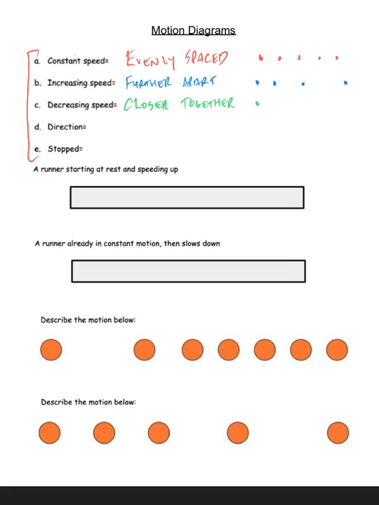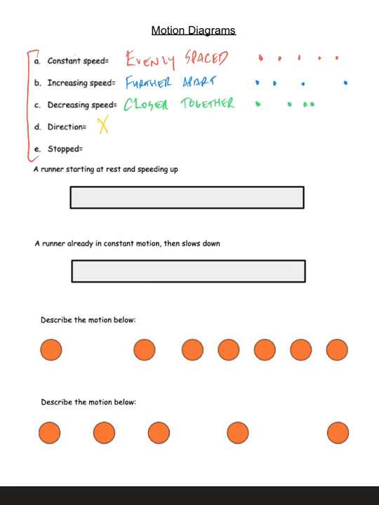And so if they started off like that, they would come closer and closer together. And that would mean that the object is slowing down or decreasing its speed. Next is direction, and actually motion diagrams do not show direction. So that's a big downfall of a motion diagram. They don't show whether it's going north, east, south, or west. They don't show a direction. So we're not going to put anything there.